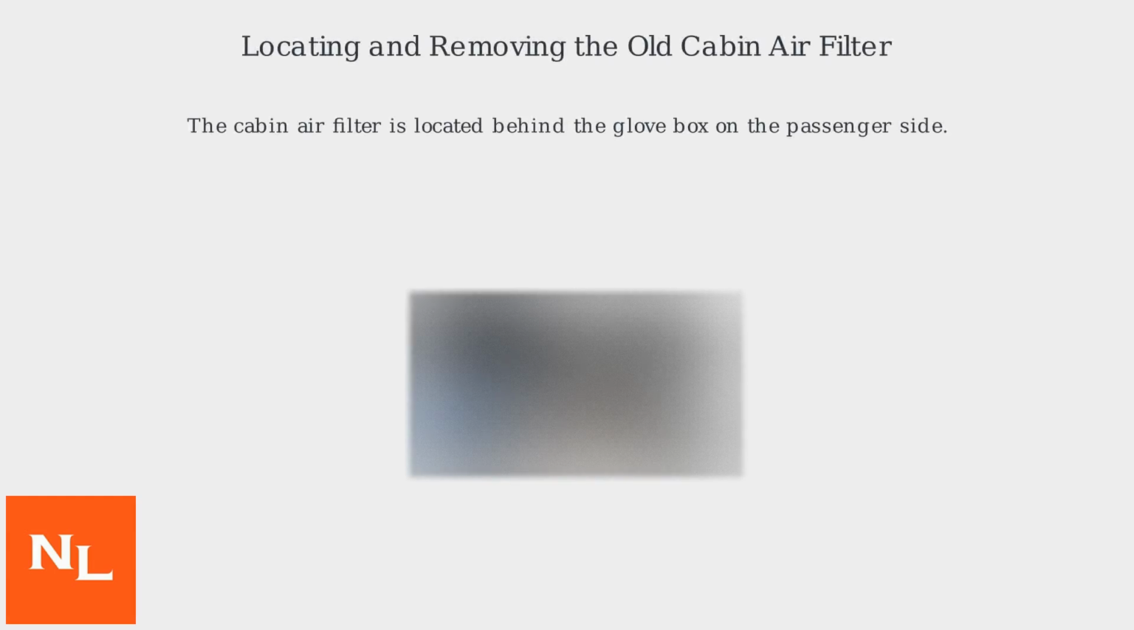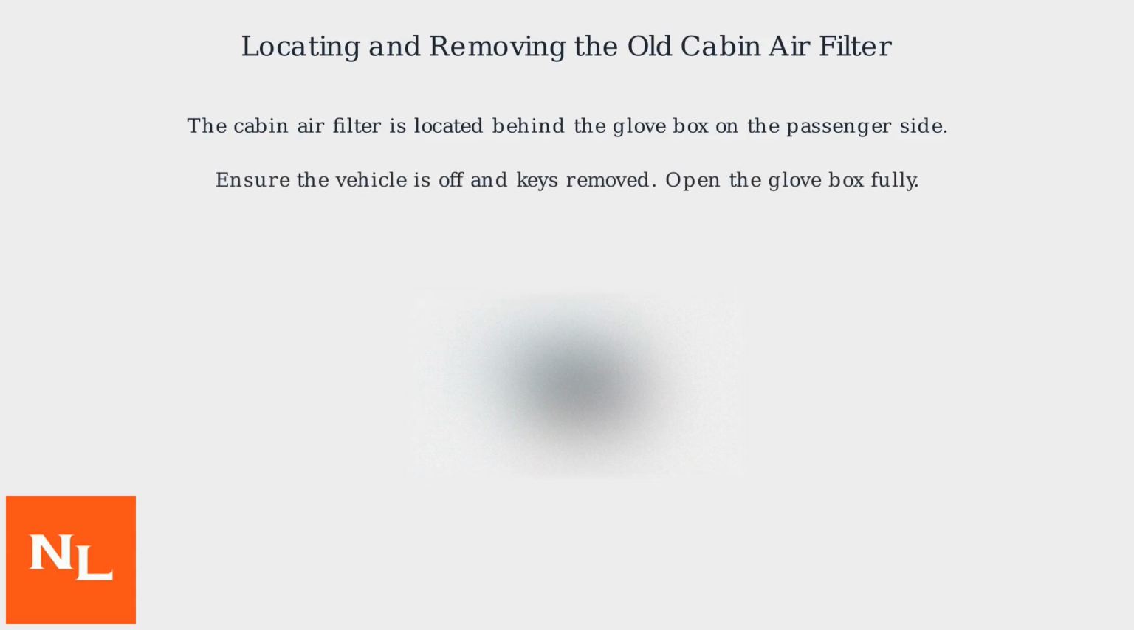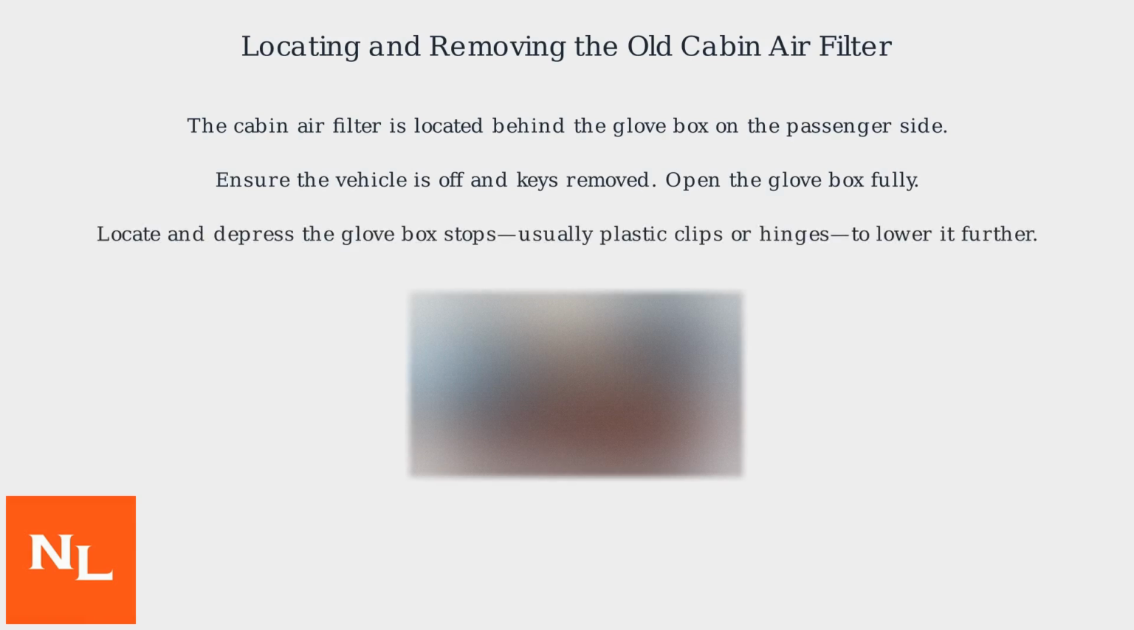The cabin air filter, also known as the AC filter in the 2019 to 2022 Ram 1500, is located behind the glove box on the passenger side. Ensure the vehicle is off and keys removed. Open the glove box fully. Locate and depress the glove box stops, usually plastic clips or hinges, to allow the glove box to lower further.